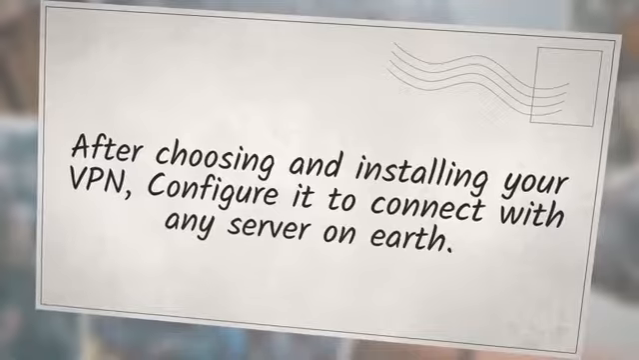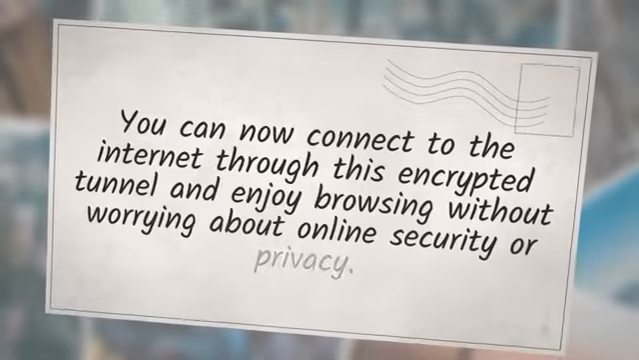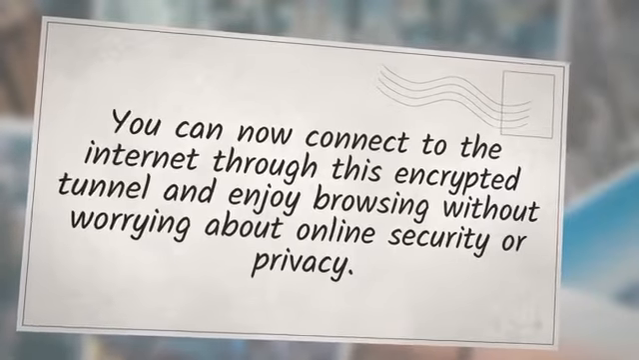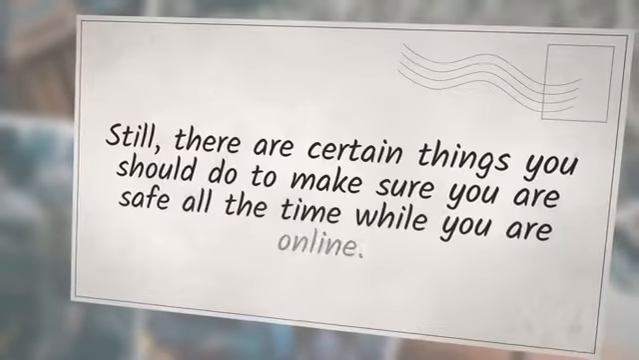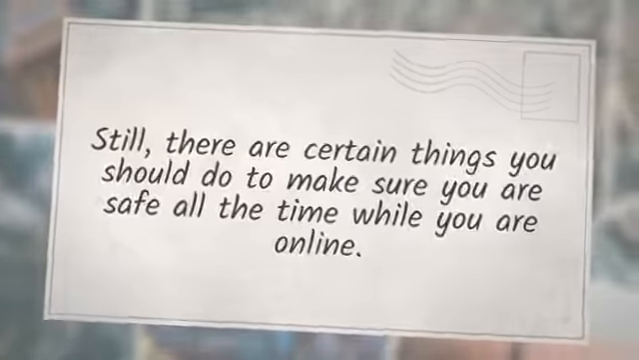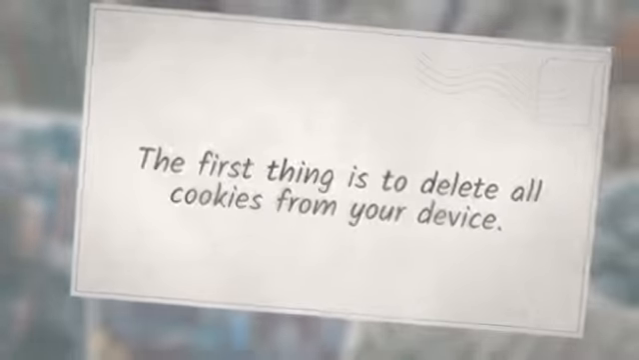How to surf the internet safely or browse. After choosing and installing your VPN, configure it to connect with any server on Earth. You can now connect to the internet through this encrypted tunnel and enjoy browsing without worrying about online security or privacy. Still, there are certain things you should do to make sure you are safe all the time while you are online. The first thing is to delete all cookies from your device.